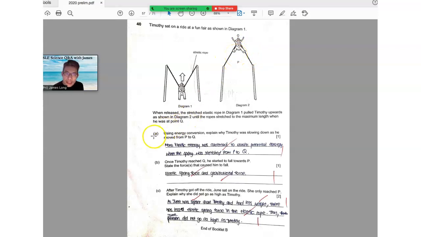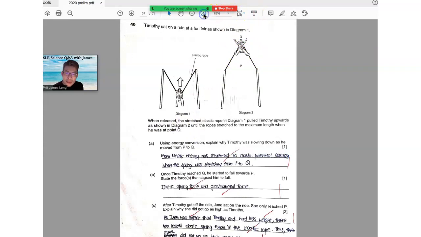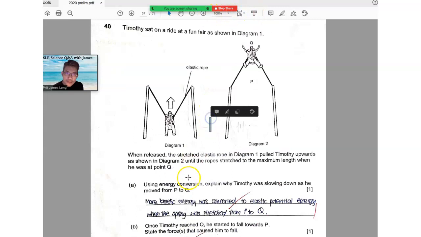But the problem with question A is this: A asks you to explain in terms of energy conversion. So you cannot use forces to explain. So take a look at this answer. More kinetic energy here is converted to more elastic potential energy when the spring was stretched from P to Q. You can say that. You can also say more KE is converted to more GPE as well. So that slows him down.